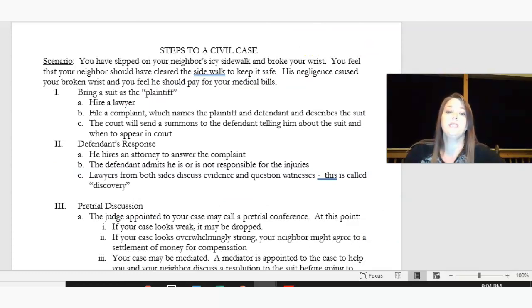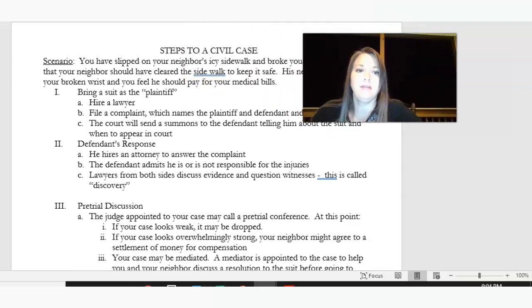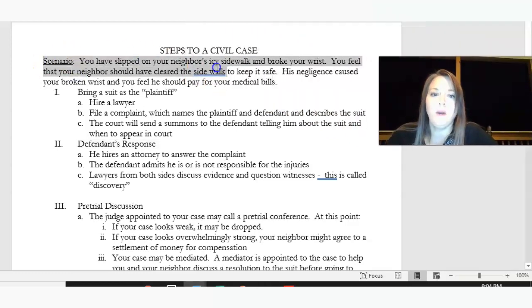Okay, so here's the deal with steps to a civil case. I've got a scenario up here at the top. That's not the scenario, that's me. Let's take a look at the scenario right here.